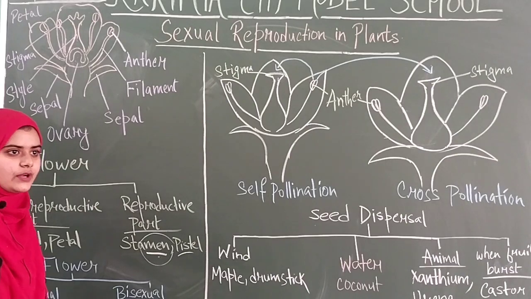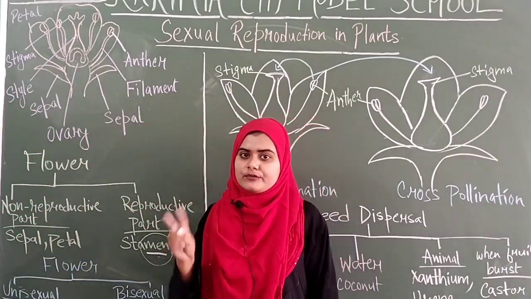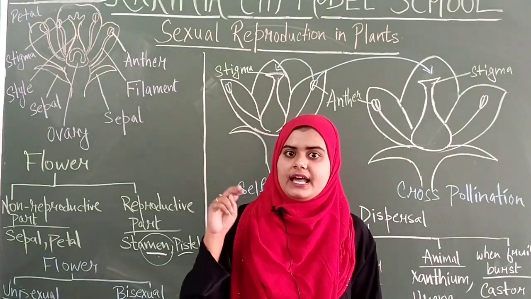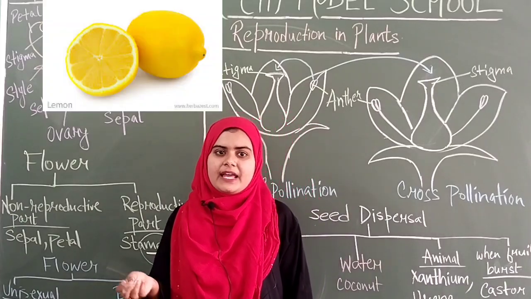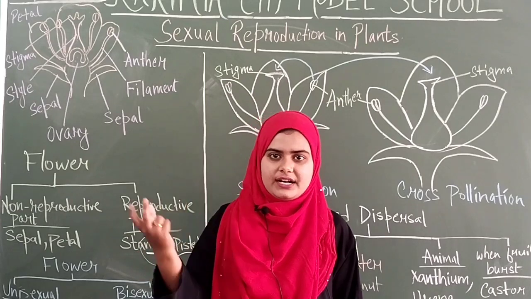Then what will we get from a flower? We will get a fruit, and fruits are of two types. The first kind of fruit is very juicy in nature, like lemon and mango. And the other kind of fruit, like walnut, is very hard in nature.